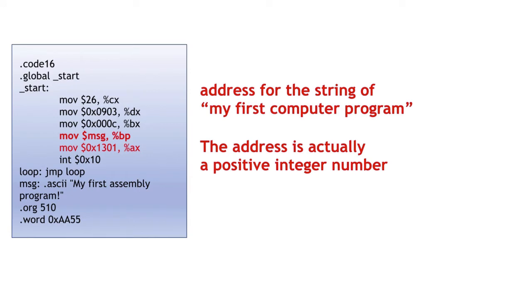Move $MSG, %BP. This moves the address for the string of my first computer program to register %BP. Line 8. Similar to line 6, move $0x1301, %AX. Moves number 0x1301 to register %AX.